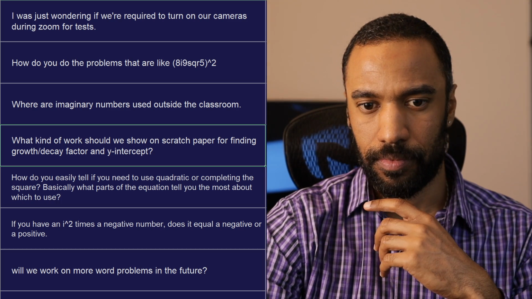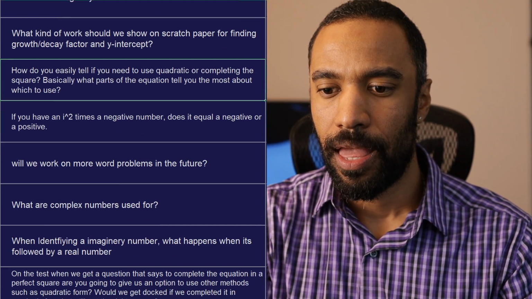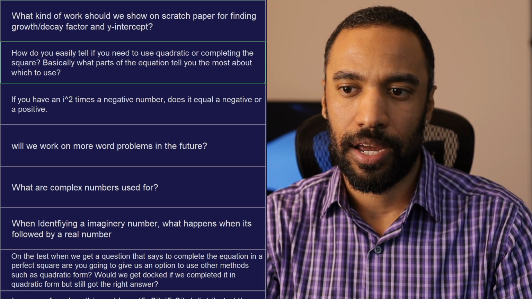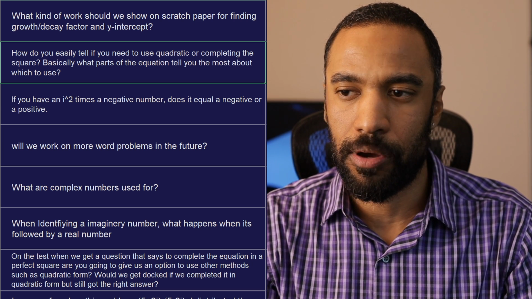All right, let's see. Next question asks, whoa, I just erased someone's question. Next question asks, how do you easily tell if you need to use the quadratic or completing the square? I assume you mean quadratic formula. Basically, what parts of the equation tell you the most about which to use?